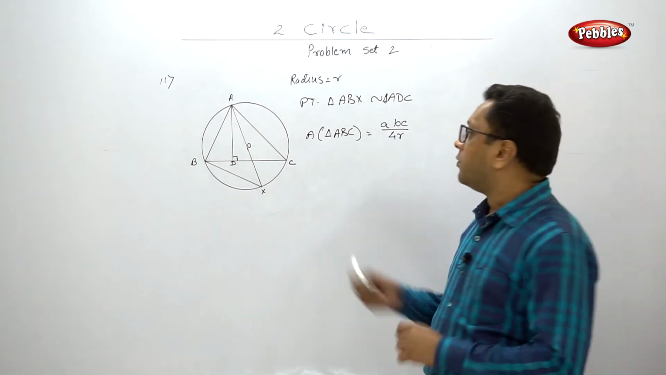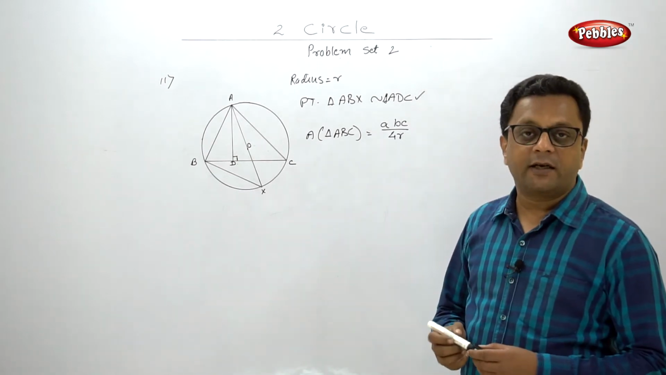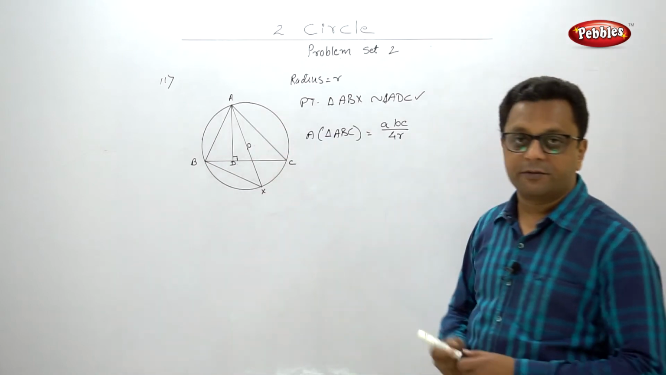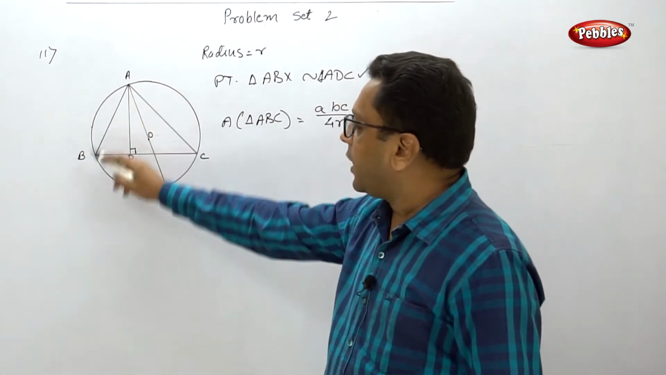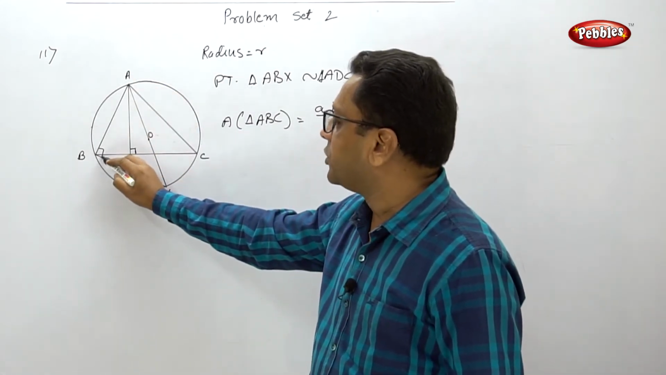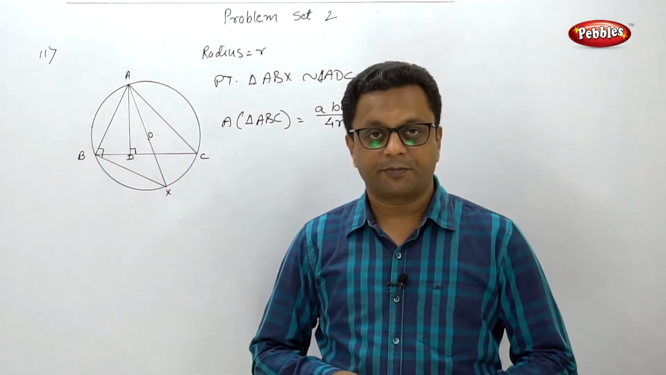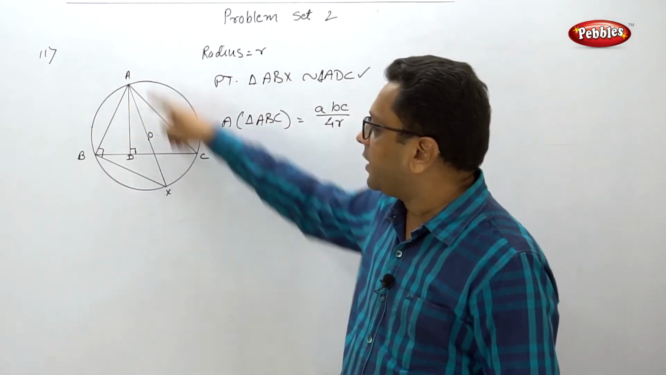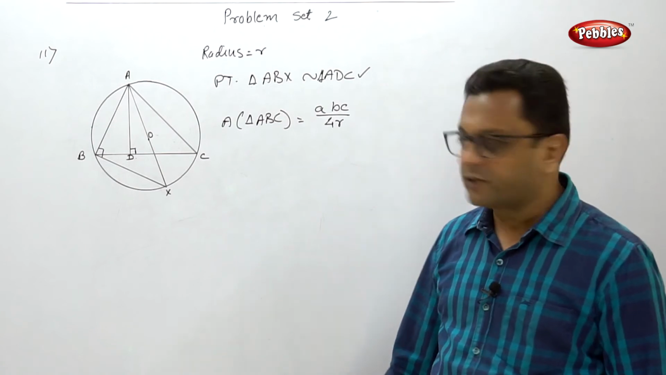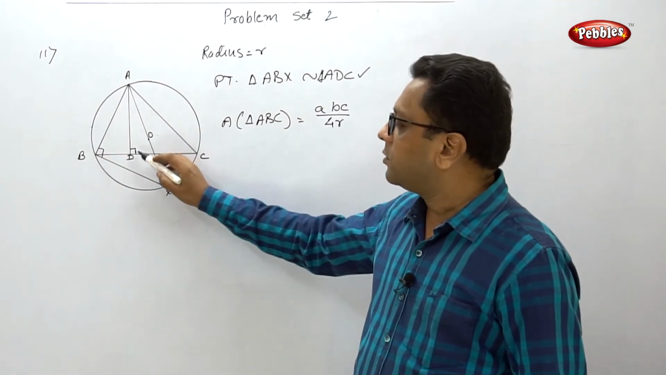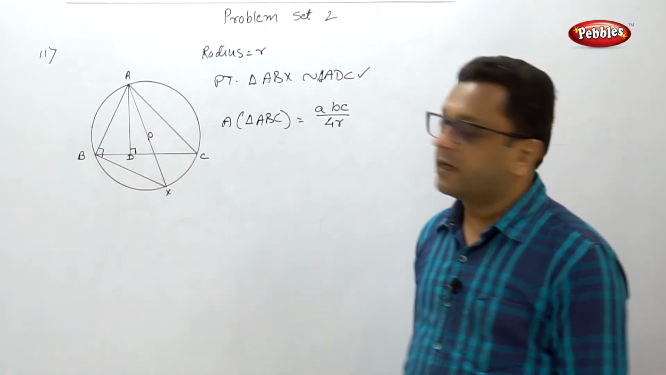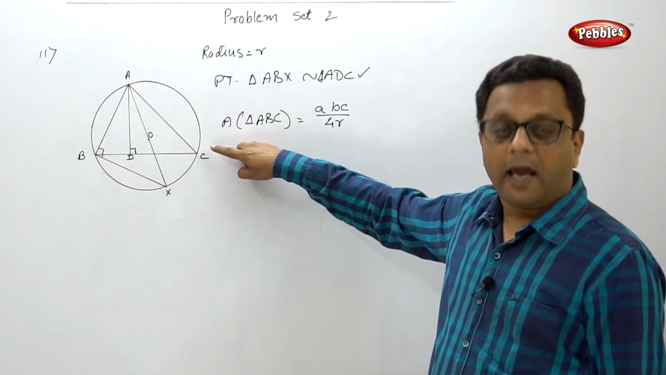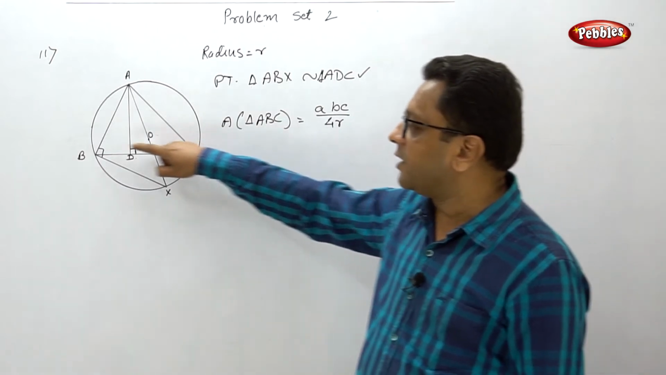So first thing first, we will prove this first. Now by looking at the figure, what information can we get? First of all, AX is a diameter. Since AX is a diameter, angle ABX must be 90 degrees because it is the angle inscribed in the semicircle. Now we have to prove that ABX and ADC are similar triangles. Very simple. First of all, these two are right angles, and angle X and angle C are angles in the same arc. These are angles inscribed in the same arc.